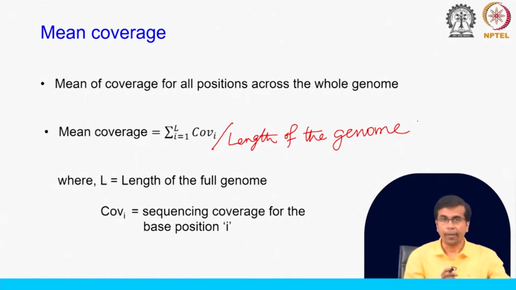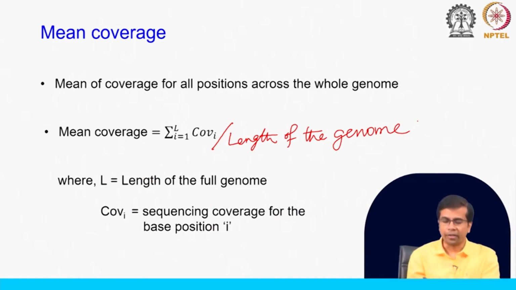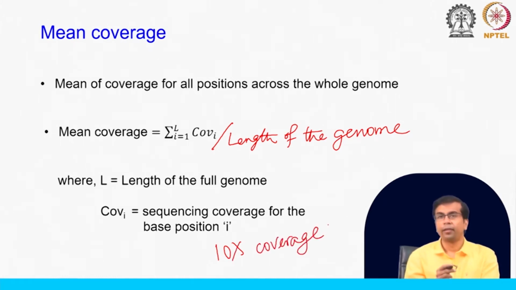and coverage i is the sequencing coverage for the base position i. Now, how do you represent this mean coverage? When you look at genome sequencing projects, sometimes you will see 10x coverage. What does it mean? The mean coverage is 10. On average there are 10 reads mapping to each position of the genome. Now, this term on average is very important. It does not mean that all positions will have 10 reads mapped.